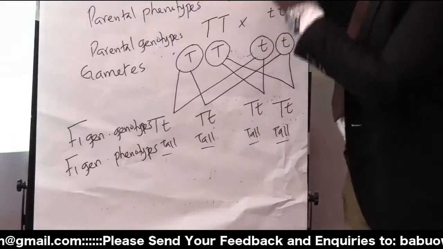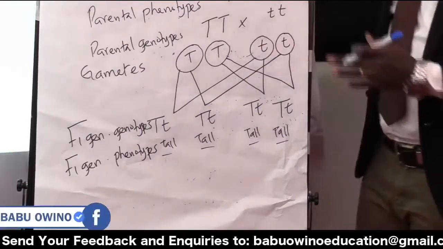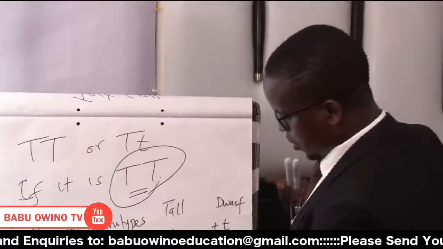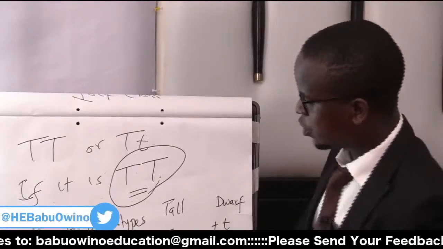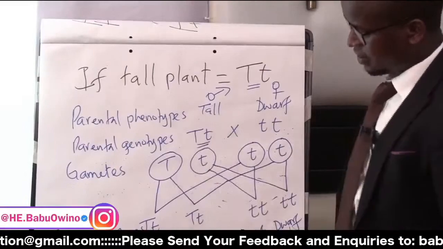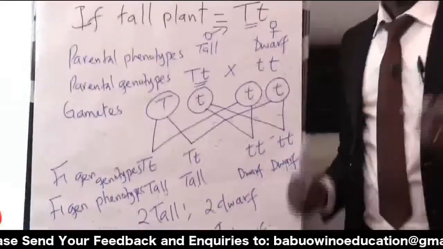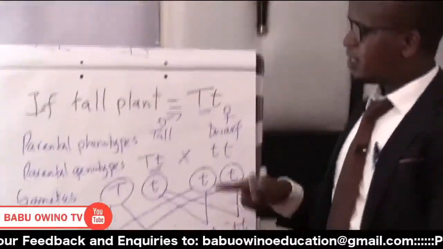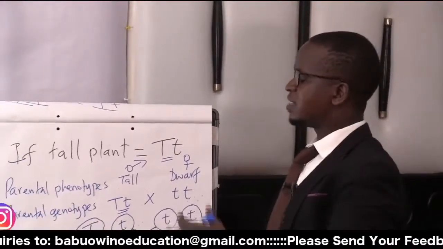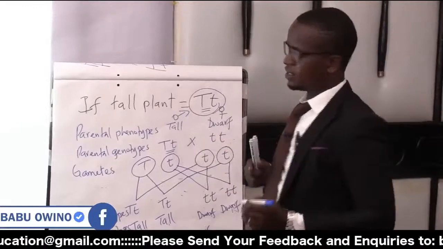If the plant was homozygous tall, then we cannot get the tall and dwarf plants in the ratio of one to one. All the resulting plants would have been tall. But if that tall plant was heterozygous, like in this case, then our tall and dwarf plants will be in the ratio of one tall to one dwarf. So this investigation will therefore conclude from those results that this tall plant that I came across is heterozygous.